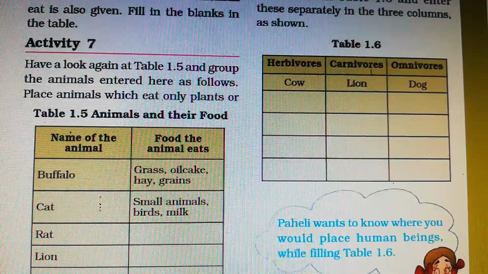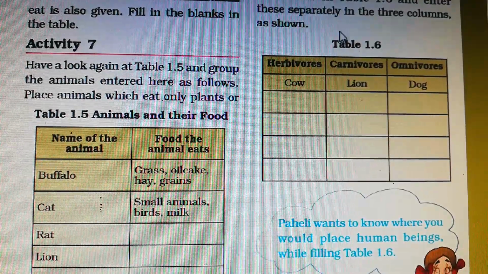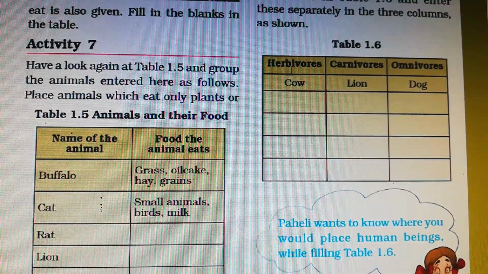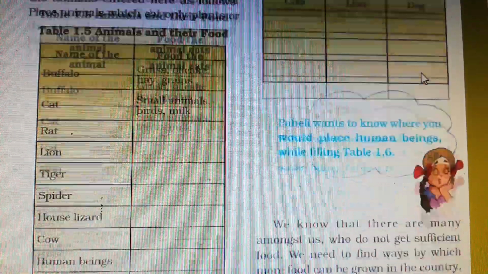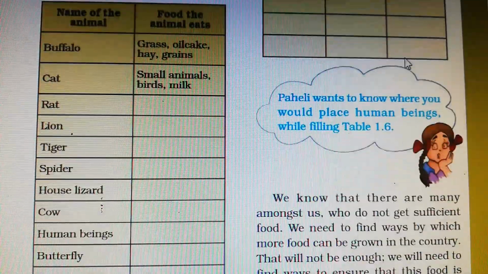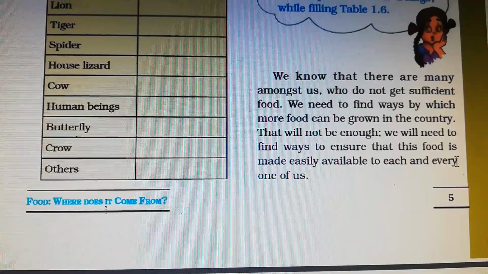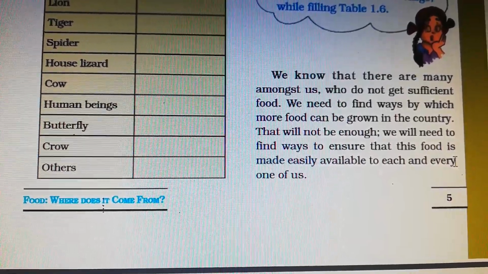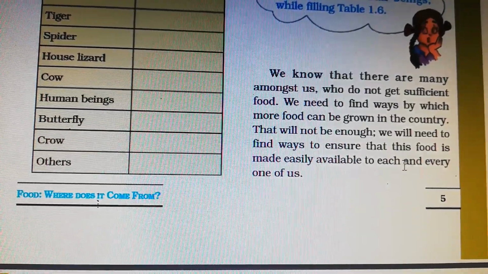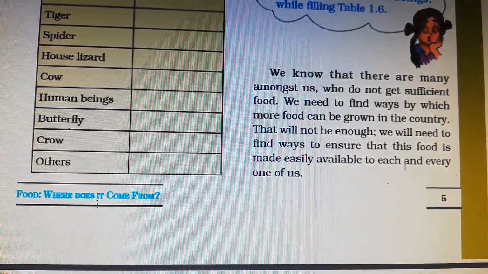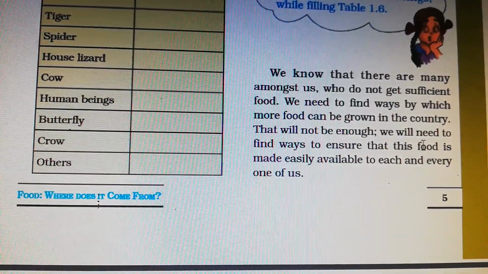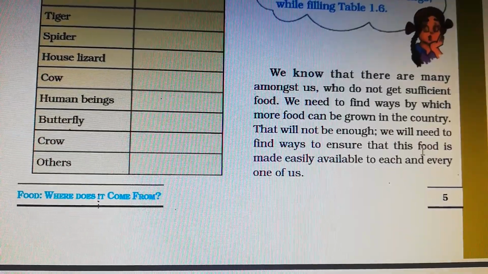So here you have to prepare a chart. In Table 1.6, you have to prepare a chart listing examples of herbivores, carnivores and omnivores. So this is the end of the chapter. At the end of the chapter, it is said that India is highly populated, so we are not getting enough food. So what should we do? We should save food. We should never waste food.